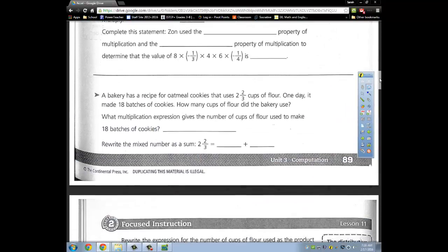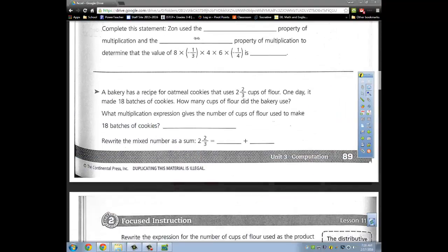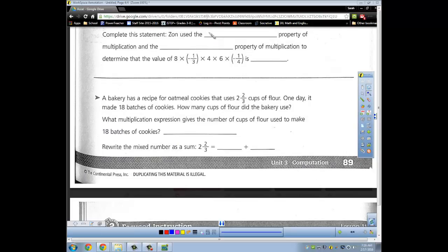But they want us to fill in some blanks about this problem. It says Zahn used the commutative property of multiplication and the associative property of multiplication to determine that the answer was 16. So again, commutative just means you can move addition and multiplication around, and associative means you can group addition and multiplication.